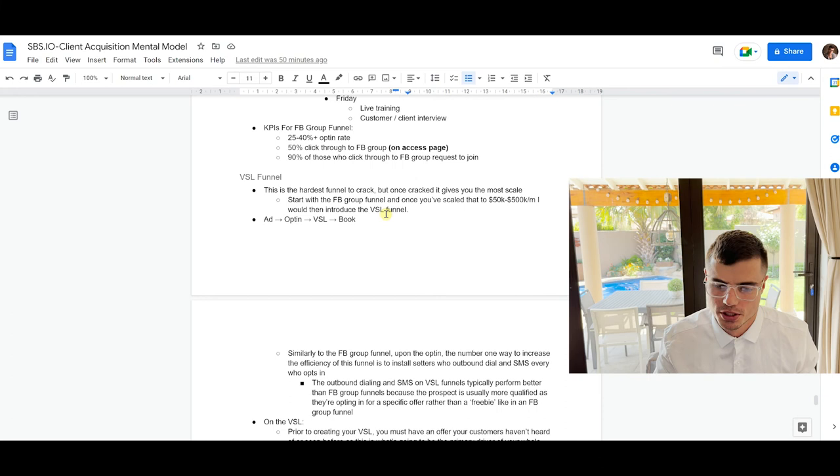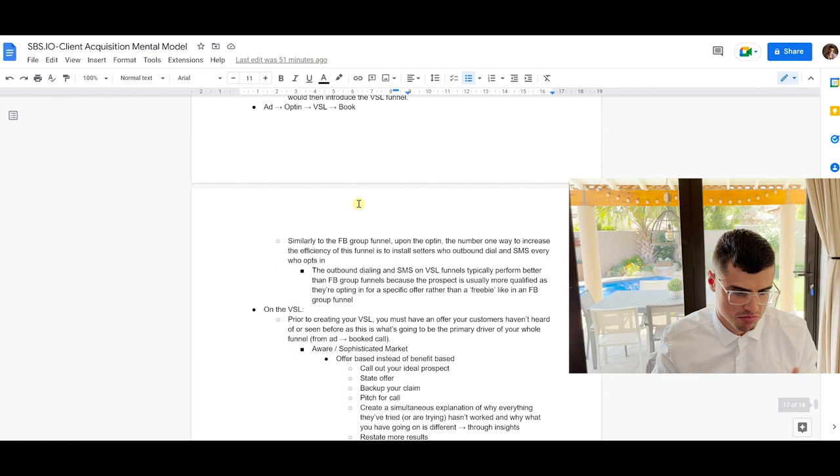Then we have a VSL funnel. This is the hardest funnel to crack, but once you've cracked it, it gives you most of your scale. So start with a Facebook group funnel, and once you've scaled, you just pop over to the VSL funnel, which will get you around 50 to 500K per month, depending on your ticket price and what you sell and how you deliver. This is when we look at an ad to an opt-in, VSL to a booking, right? Sounds easy.